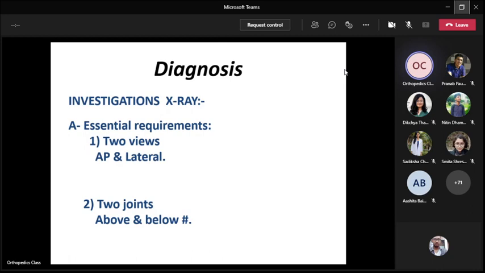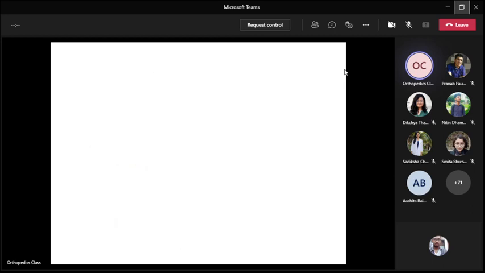So for the X-ray, it's a rule of two. We always follow the rule of two. What is that? Two views, that is AP and lateral. Two joints. Whenever you ask for an X-ray of the long bones, we always look at the joints above and below the fracture. Sometimes in segmental fractures, if you don't have a full view of the long bone, you may miss the other fractures. That's why two views, two joints, two occasions.